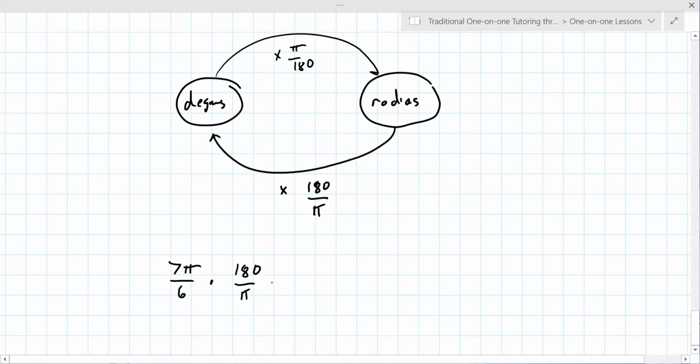So the pi's cancel. Okay. 180 is divisible by 6. Or you can just punch this all into your calculator. That goes in there 30 times. This equals 210 degrees.